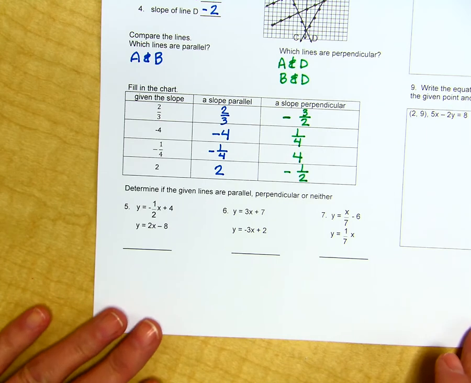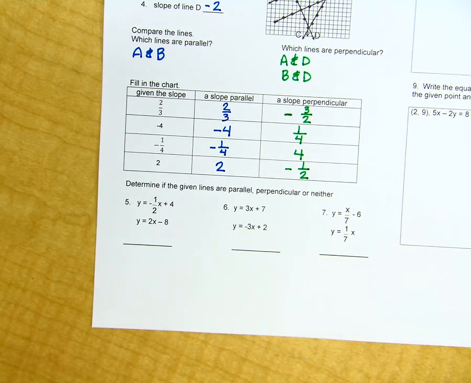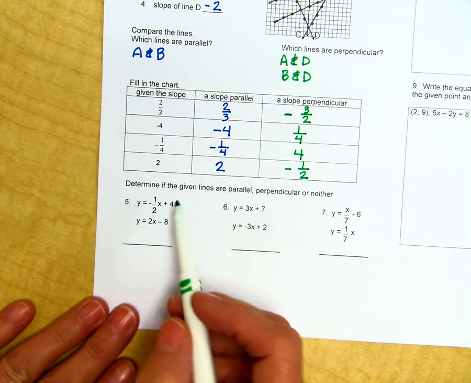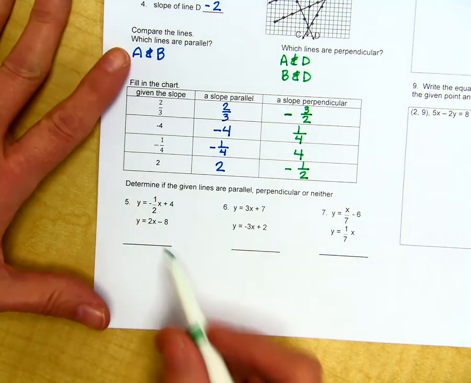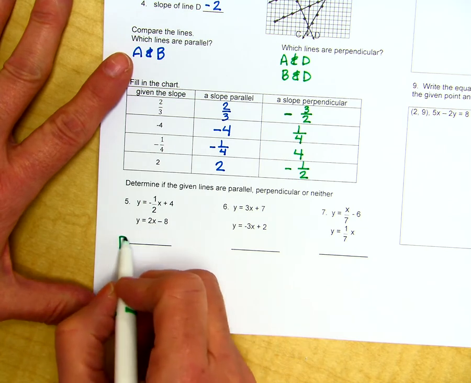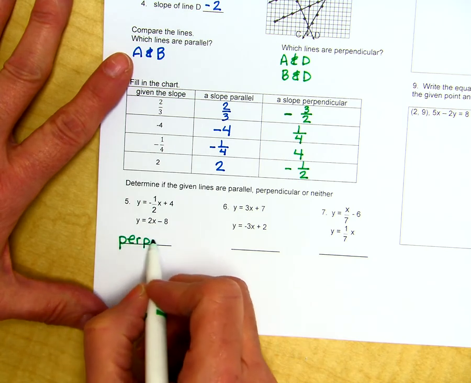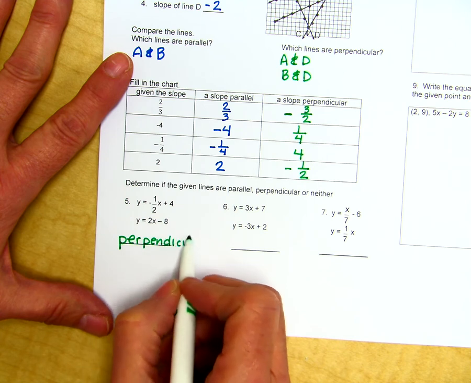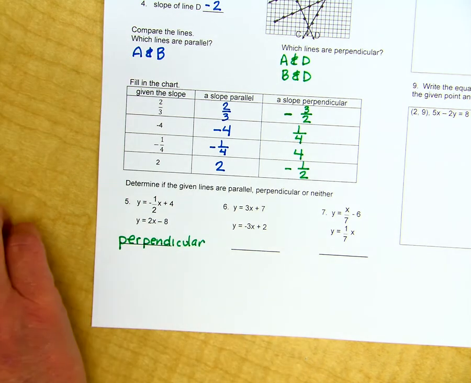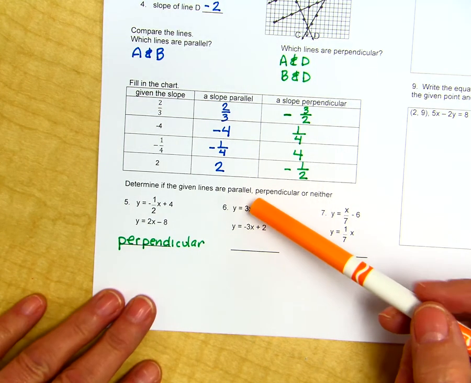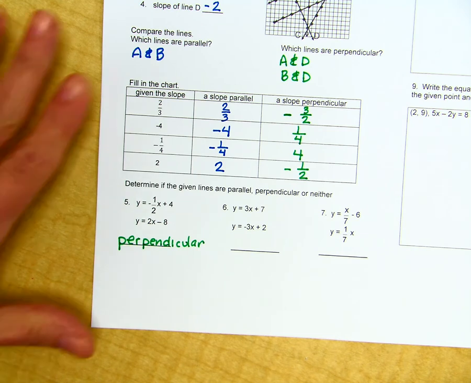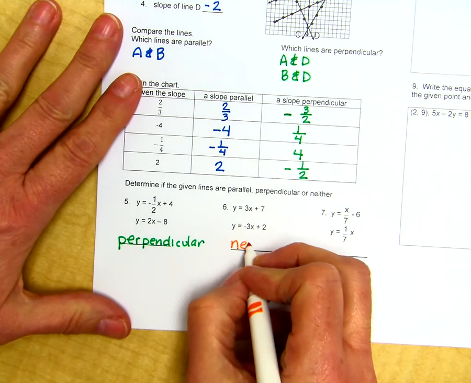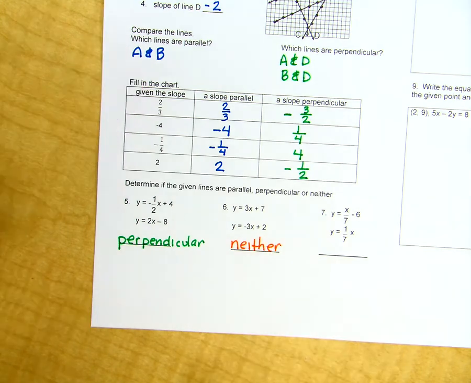In 5, 6, and 7, they want us to compare the slopes and determine if they are parallel, perpendicular, or neither. So looking at the slopes here in number 5, we have a -1/2 and a +2. These are indeed opposite reciprocals, so these are perpendicular. In problem number 6, we have a slope of +3, a slope of -3, and while they are opposites, they are not reciprocals, so they are neither parallel nor perpendicular.